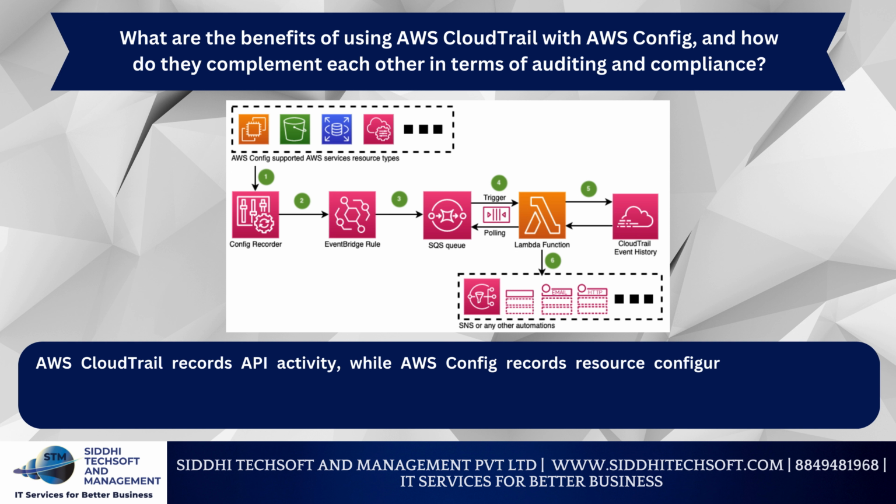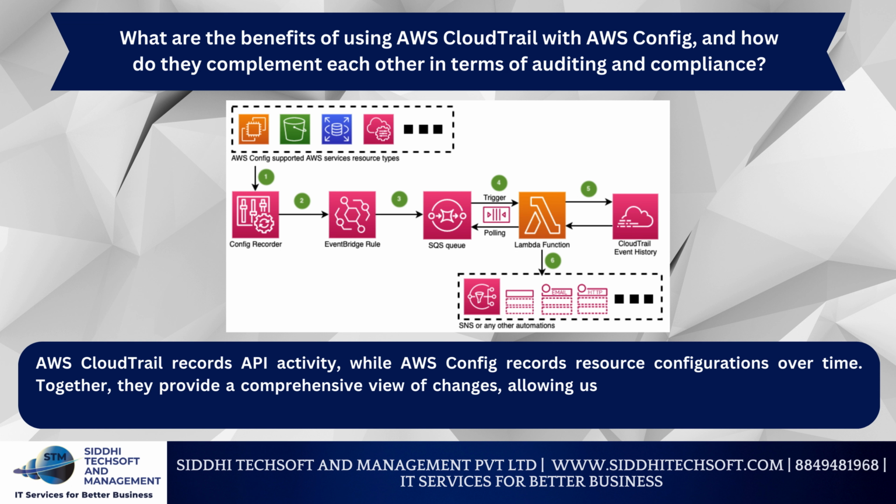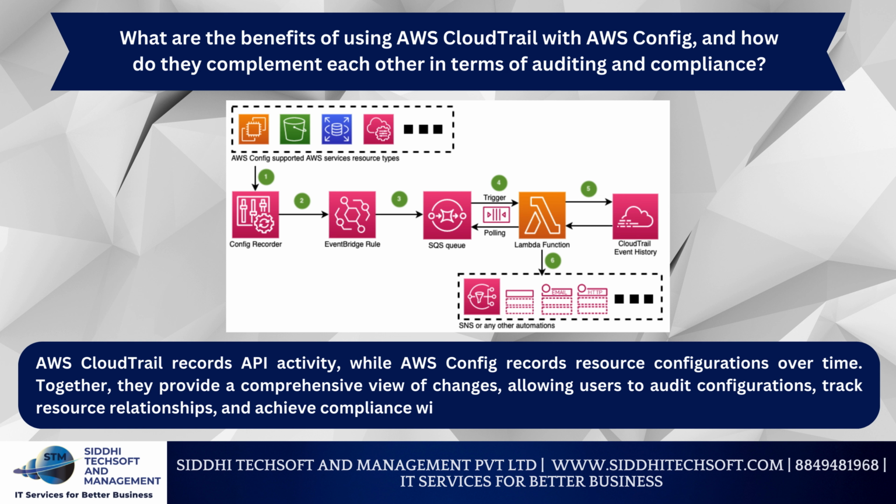What are the benefits of using AWS CloudTrail with AWS Config, and how do they complement each other in terms of auditing and compliance? AWS CloudTrail records API activity, while AWS Config records resource configurations over time. Together, they provide a comprehensive view of changes, allowing users to audit configurations, track resource relationships, and achieve compliance with security and regulatory requirements.